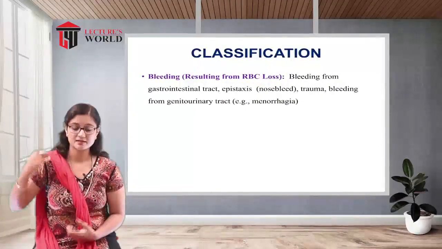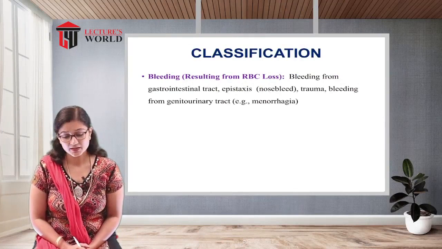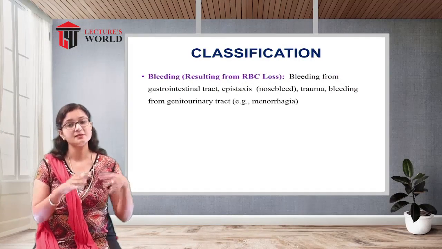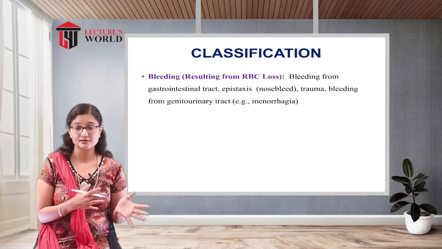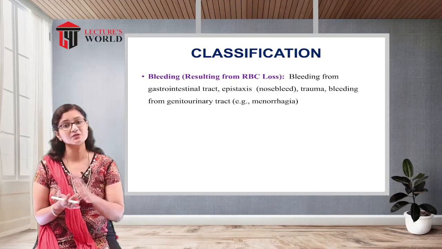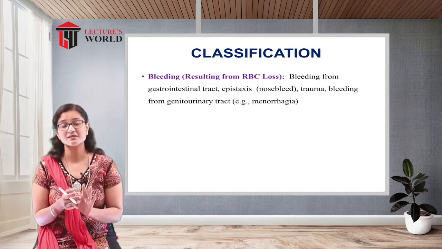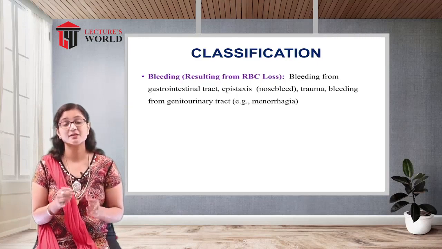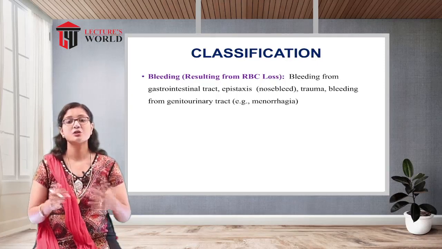Next, the last classification is bleeding. Commonly seen is hemorrhage resulting from RBC loss. So first what we saw is that RBCs were not produced properly, which can be for any reasons. The second thing we saw is RBCs are produced, but they are being destroyed. That's the destruction of RBCs. And the third reason is RBCs are nicely produced, they are not destroyed, but there is blood loss. Okay, the RBCs are lost from the body.